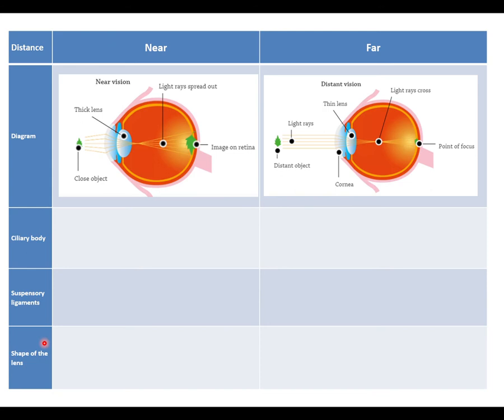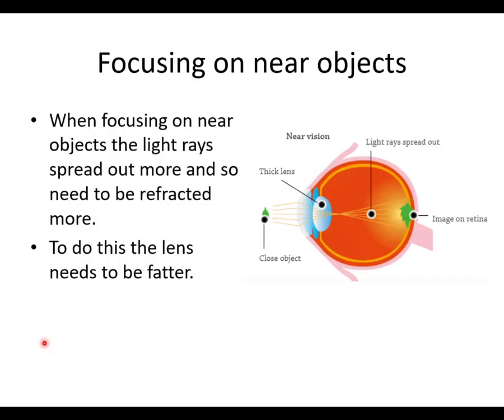Okay, so when we are looking at something that is near, a near object, the light rays that are coming in are spread out more. So they need to be refracted more so that they cross over and focus on the retina. In order to do that, we need a fat, round lens. Okay, so we need a fat, round lens in order for this to happen.